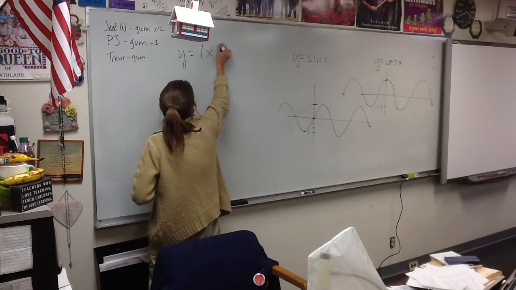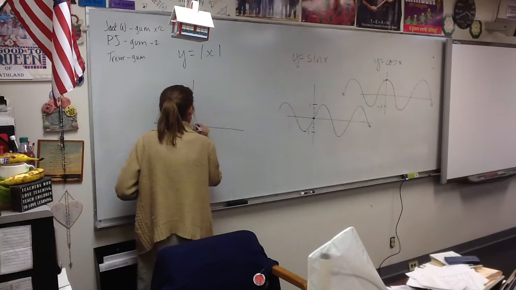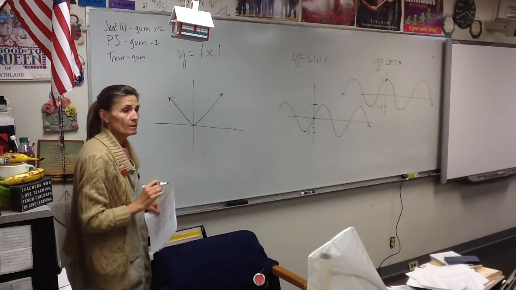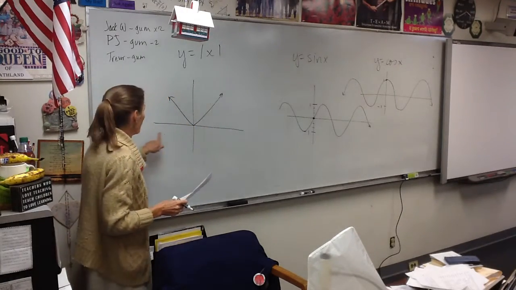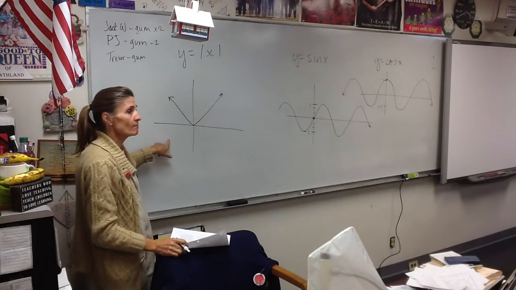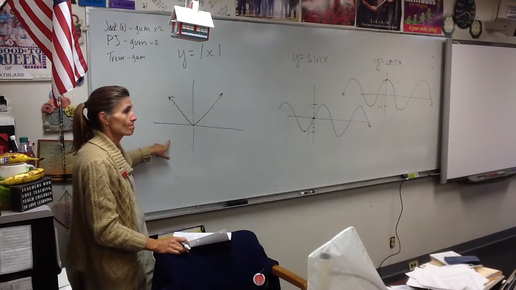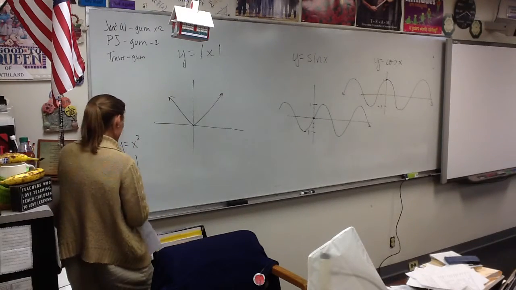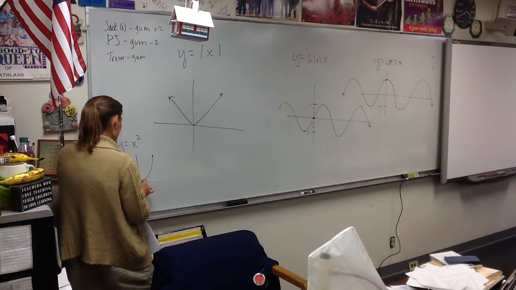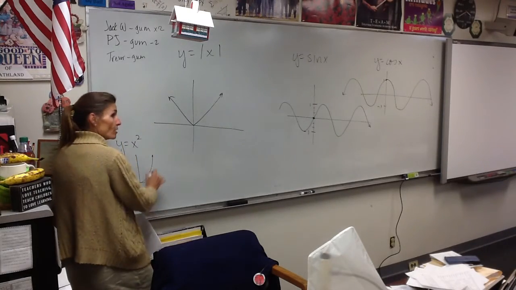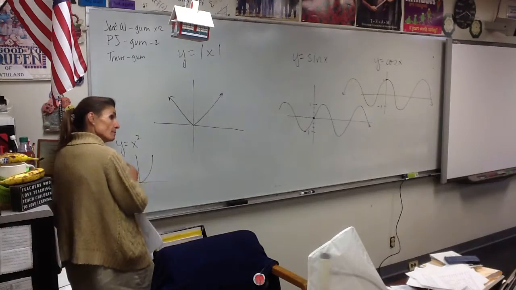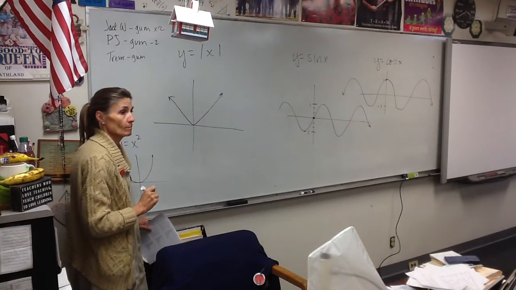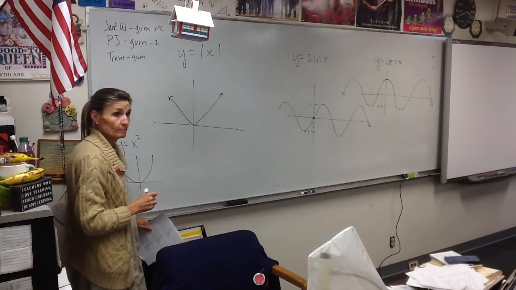We have our absolute value function, which is one of my favorites. It is a V. Which one does this kind of look like? The parabola, the squaring function. So make sure when you're drawing these that your squaring function is curvy and rounded, and your absolute value is a perfect V, to keep those two straight.